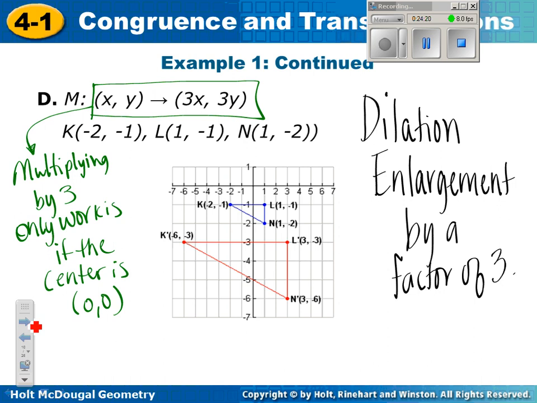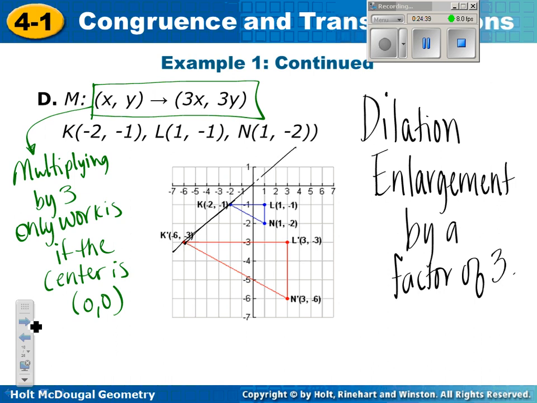How do I know it's the origin? Everybody look up here real quick and make sure you're with me. If I want to find the center of my dilation and it's not at the origin, the way to find it again is to pick a coordinate that's a prime, connect it to its pre-image, so K prime to K, and draw that line.